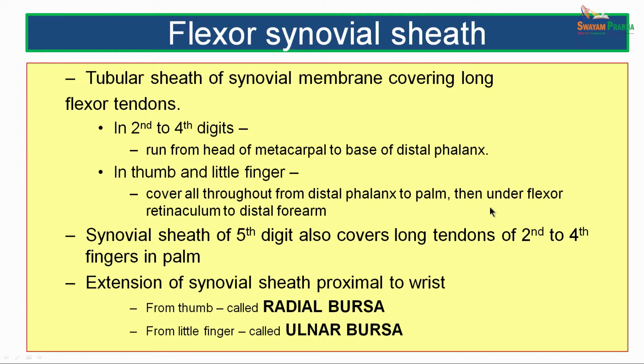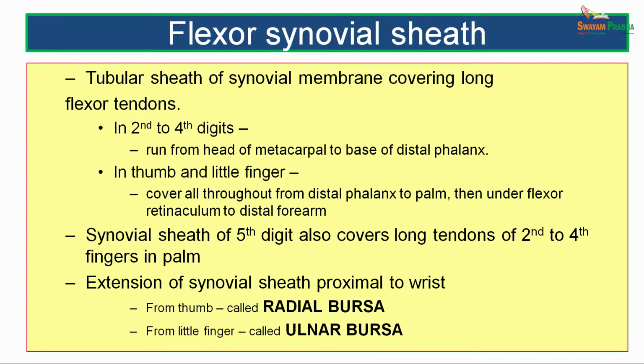Flexor synovial sheets. These are tubular sheets of synovial membrane covering the long flexor tendons. In the second to fourth digit, they run from the head of the metacarpal up to the base of the distal phalanx. In the thumb and the little finger, it covers all throughout from the distal phalanx to the palm, then under the flexor retinaculum up to the distal forearm.